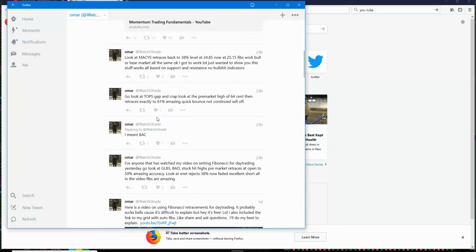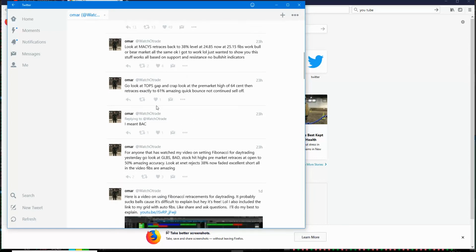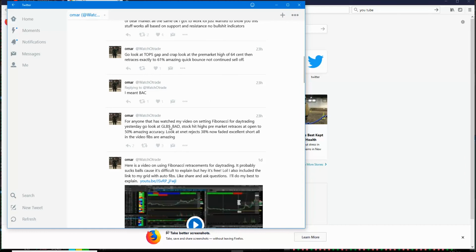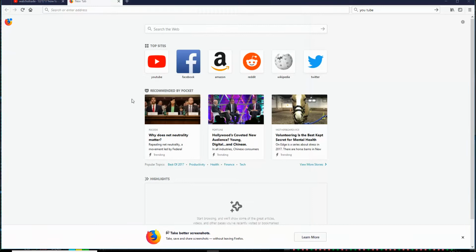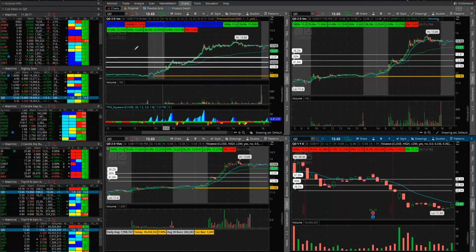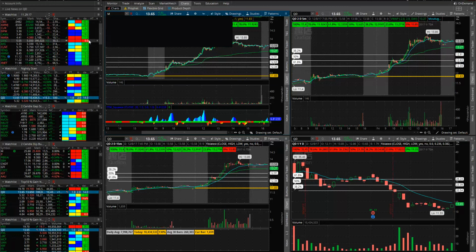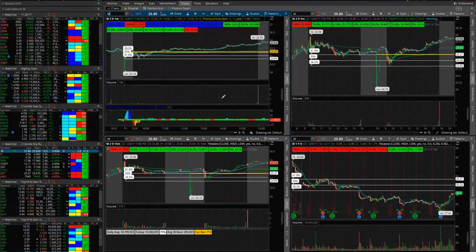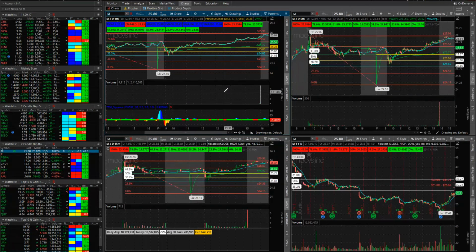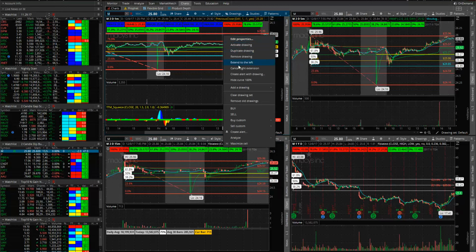So I talked about Macy's, I talked about Tops, how it retraced back to 61% and then got a quick bounce and then it crapped off. I talked about GLBS, BAC, and BAC. That's what I meant to say here. It says BAD. Now let's talk about those stocks. So let's put up Macy's. Let's talk about Macy's. So remember what I said about, let me just remove this for a second just to show you.